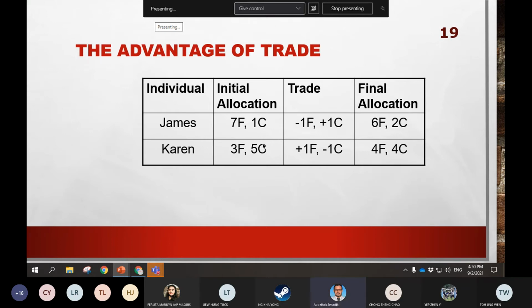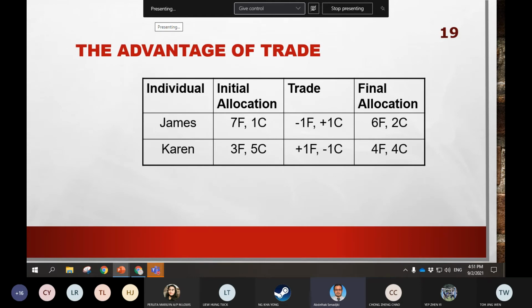It has 5 clothing and only 3 food. Suppose that because Karen has a lot of clothing but only little food, Karen's marginal rate of substitution, or the MRS, means how much she is willing to give up of clothes to get 1 unit of food. That's what we call the marginal rate of substitution, to substitute between food and clothes.